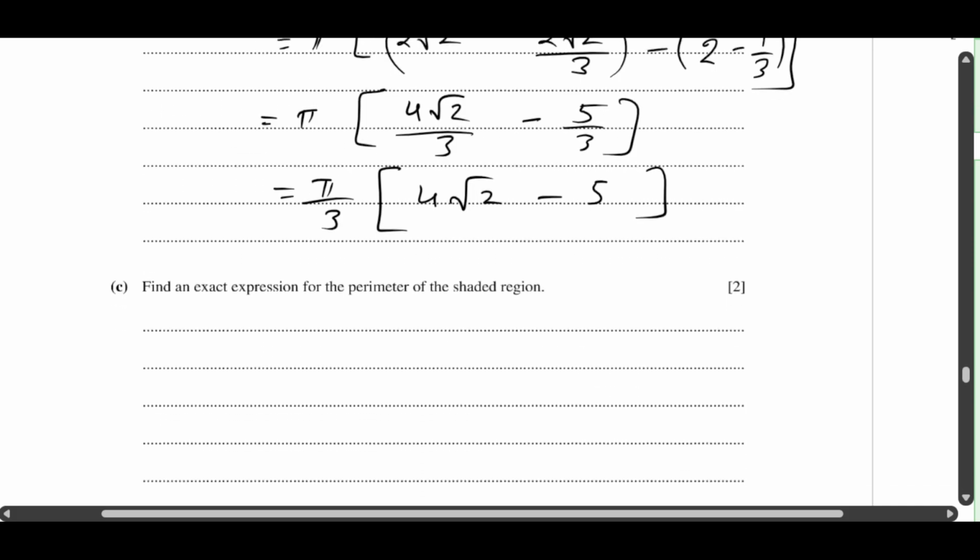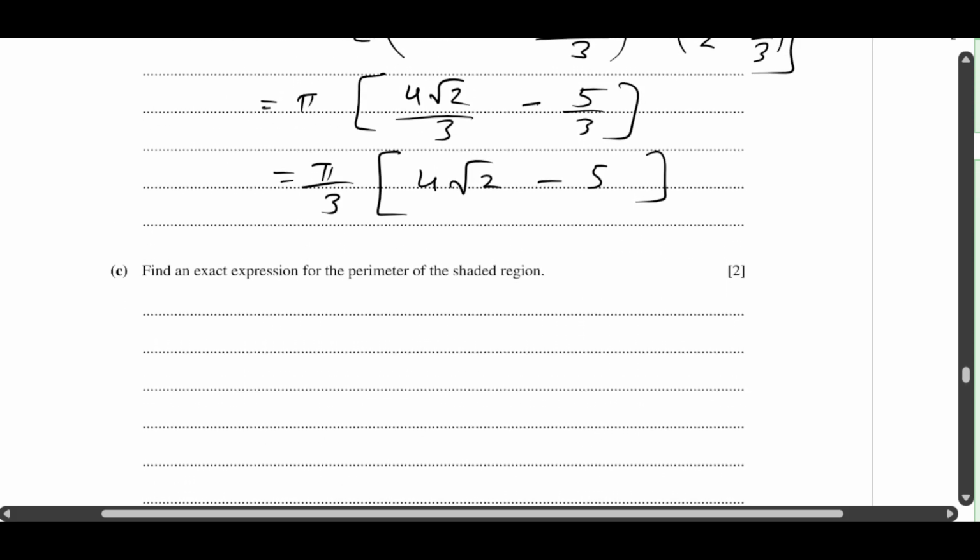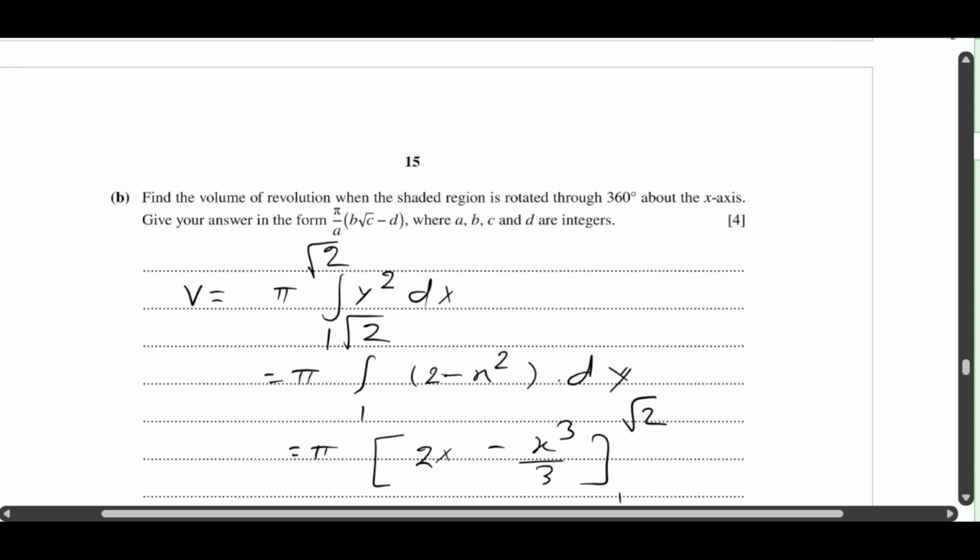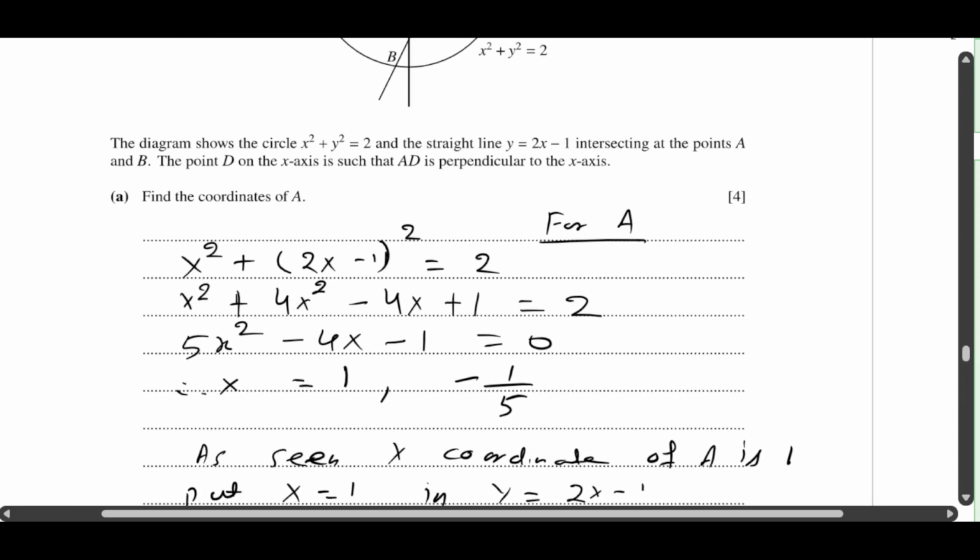Okay, the last part of this question is find the exact expression for the perimeter of the shaded region. Now perimeter of the shaded region.